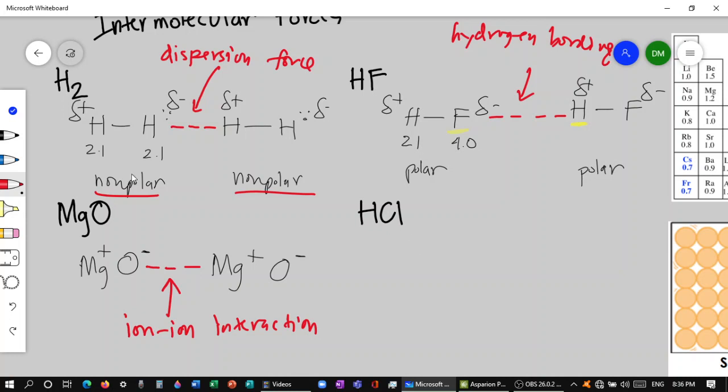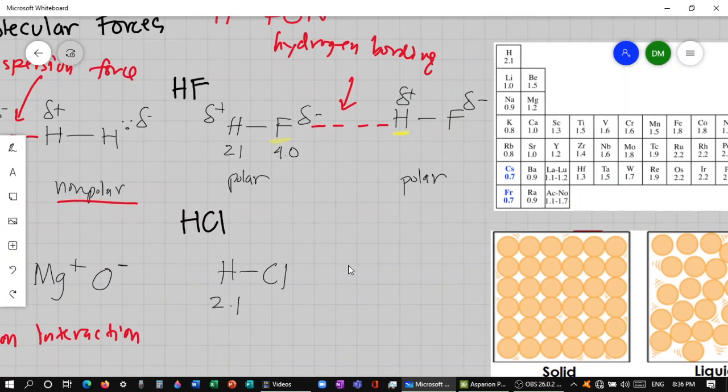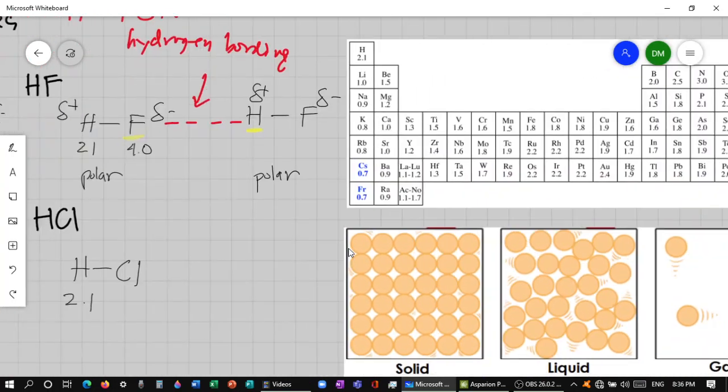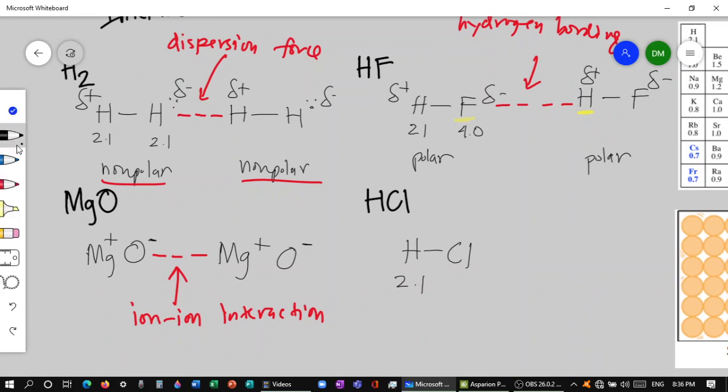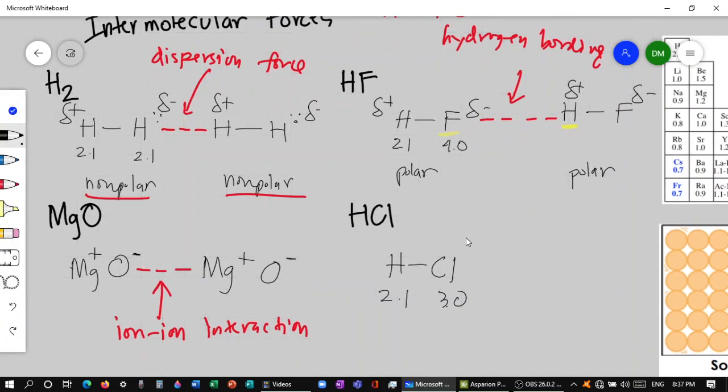Okay, next we have HCl. HCl, that's H and Cl. Hydrogen is a nonmetal, the same thing for chlorine. It's also a nonmetal, therefore this one is covalent bonding. The electronegativity of hydrogen is 2.1 and the electronegativity of chlorine is 3.0. So this one is unequal sharing, so Cl becomes partially negative and hydrogen becomes partially positive. Therefore, HCl is a polar molecule.